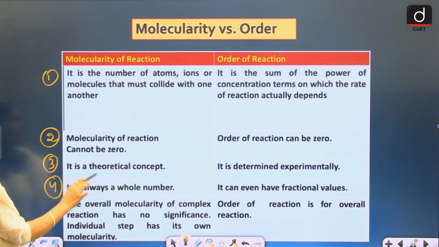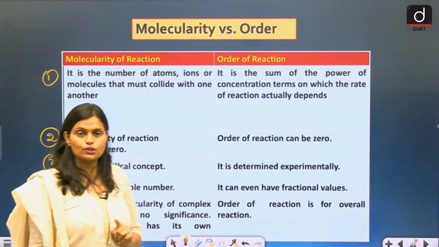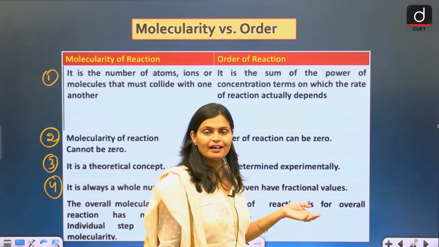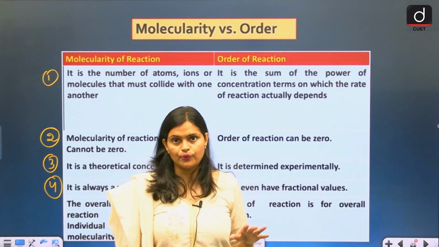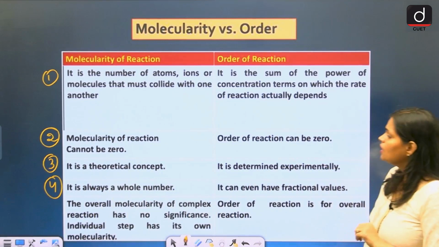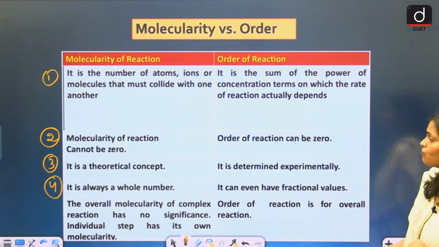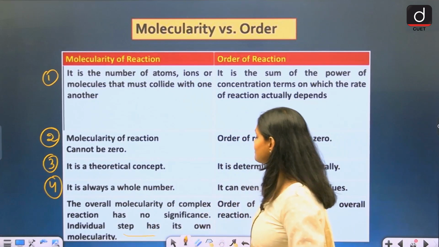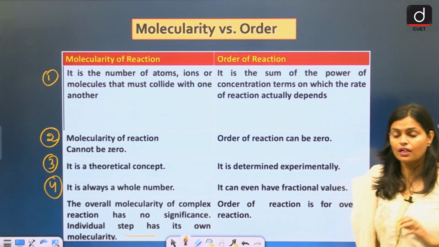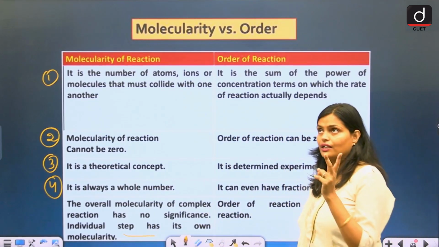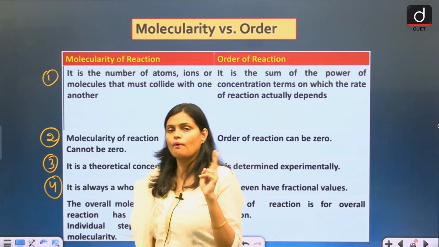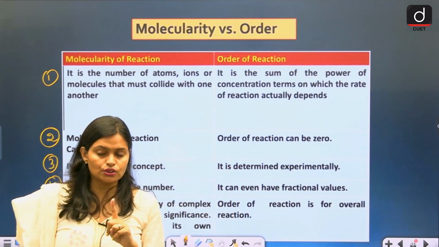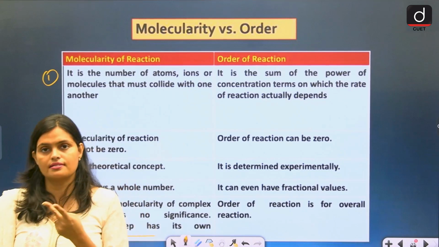It is always a whole number, like 0, 1, 2, 3, 4, but order here may have a fraction value. Okay, you will get a fraction. The overall molecularity of a complex reaction has no significance. Each individual step has its own molecularity. So now we have two types of reaction, elementary reaction and complex reaction. Elementary is a single step reaction, complex is a multi step reaction.